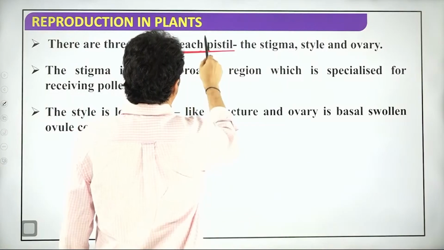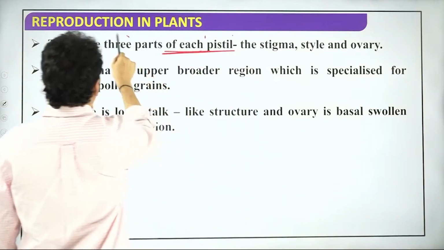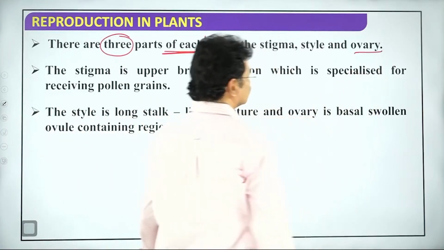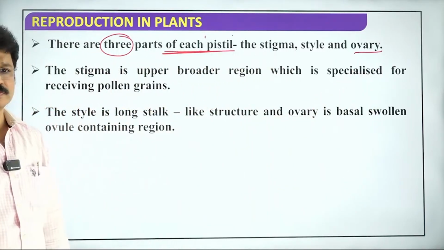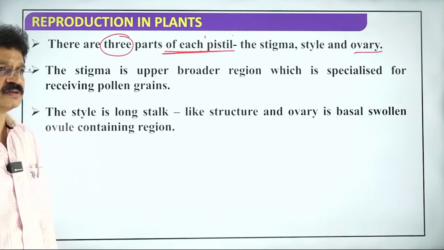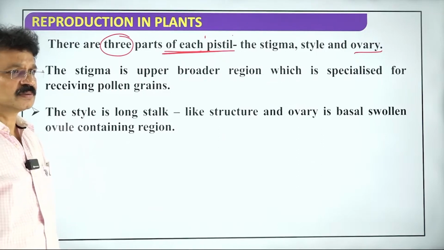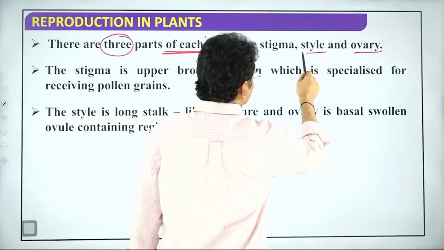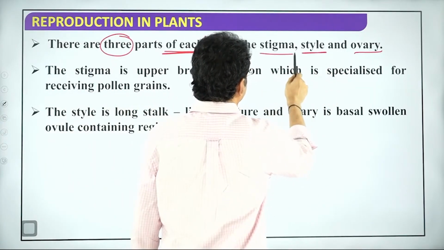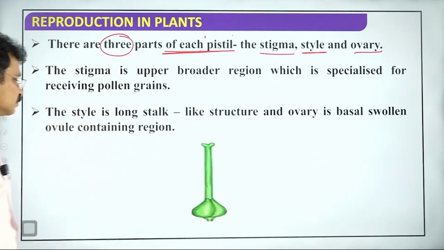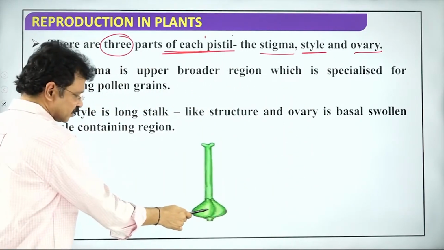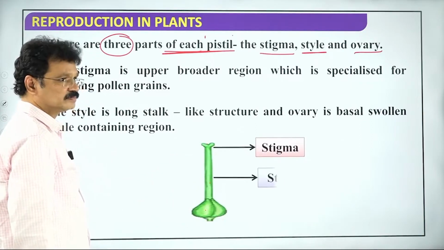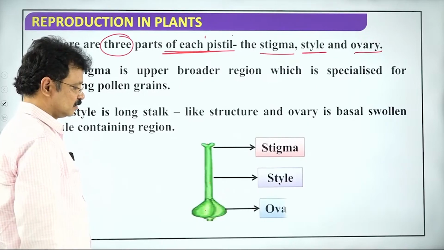Another name of the carpel is the pistil. Three parts are there. The basal swollen part is the ovary, the most important part, because it is the ovule producing part of the carpel. The middle elongated part is the style. The terminal part is the stigma. It is the basal swollen ovary, style, stigma. Stigma, style, ovary.